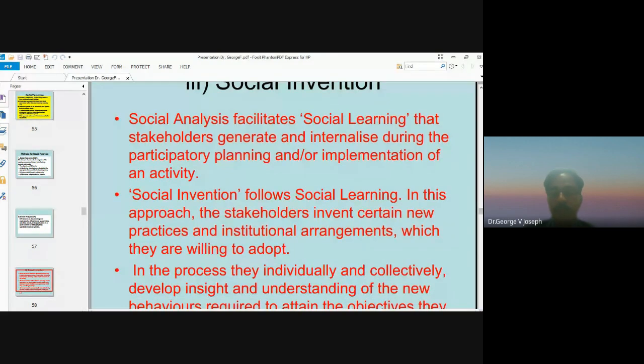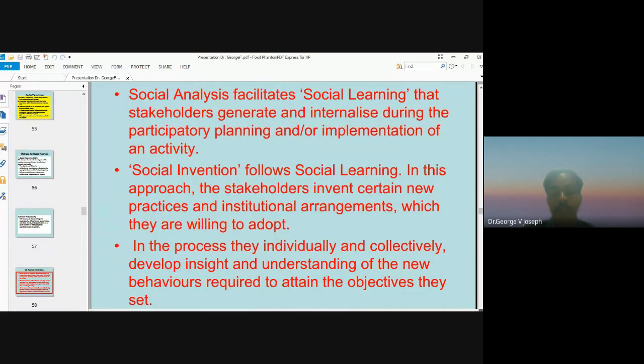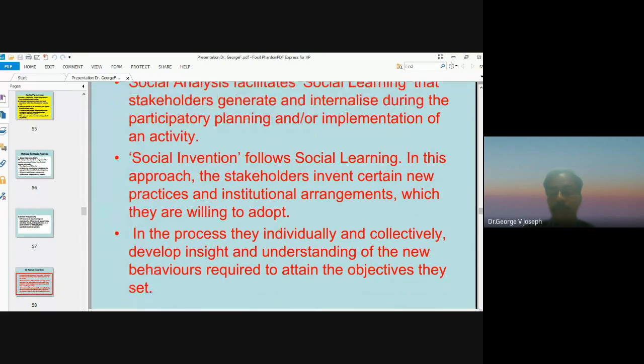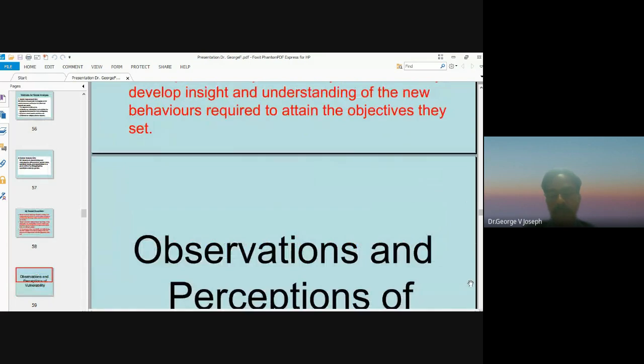In this process, individually and collectively, they develop insight and understanding of the new behaviors required to attain the objectives they set out. So new ways of risk reduction are identified, collectively agreed upon, and then they identify the objectives and implement. This type of process exists apart from the community CBDRM process. These methods are also used for vulnerability analysis and risk analysis.